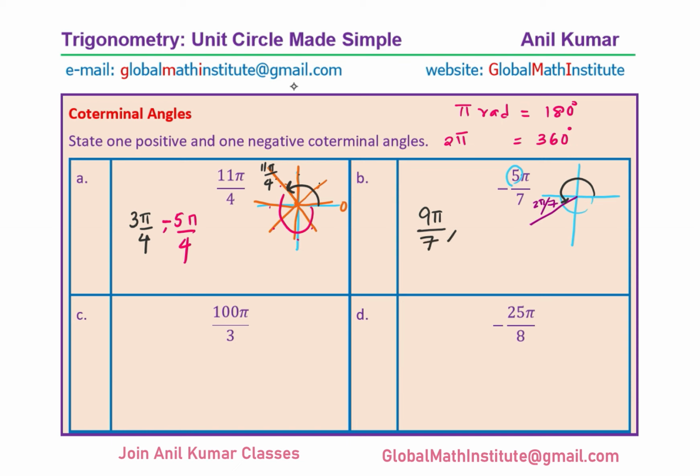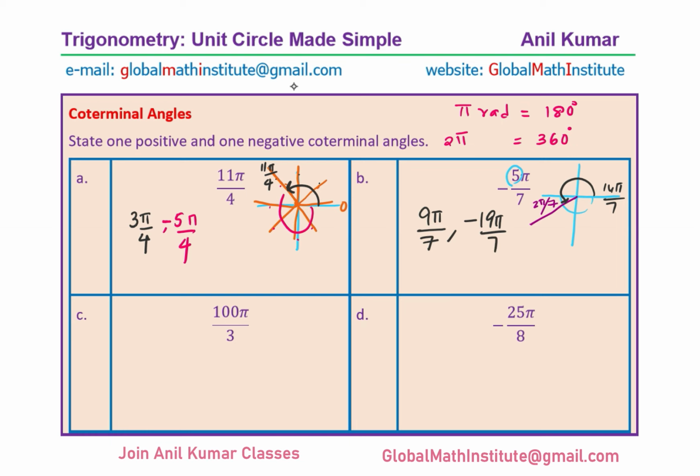For the negative angle, I have to add another 2 pi, right? So that is to say 14 pi by 7. If I add more to this, 14 plus 5 is 19. So minus 19 pi by 7 will give me the other angle.